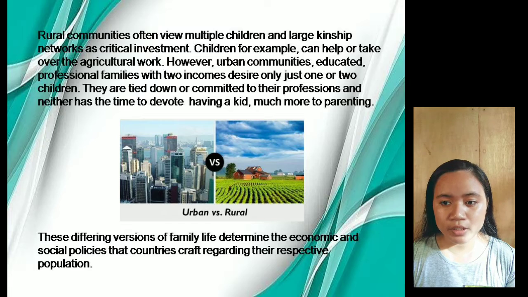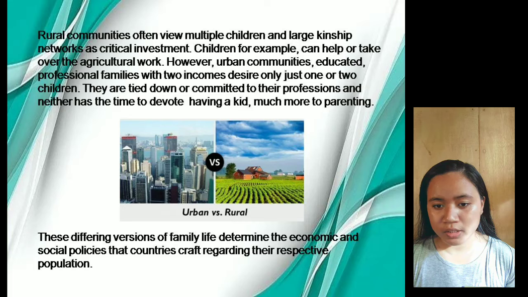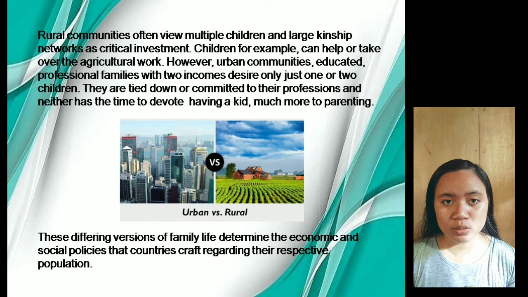However, in urban communities, educated and professional families with two incomes desire only one or two children, since they are tied down or committed to their professions and their work, so neither has the time to devote to having a kid, much more to parenting. So these differing versions of family life determine the economic and social policies that countries craft regarding their respective population.